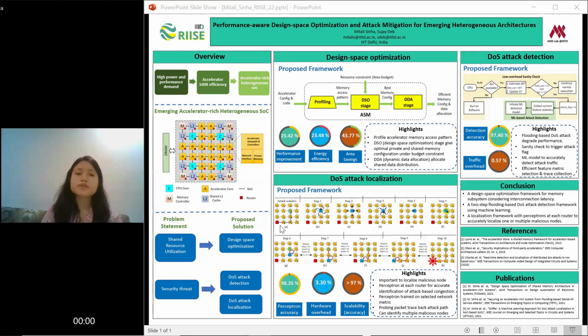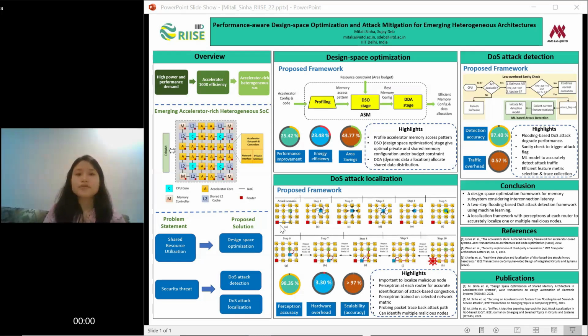Our next solution is the DOS attack localization framework. Once an attack is detected within the system, it is very important to find the attacker node or the malicious node within the system and then take appropriate actions against it. So our DOS attack localization framework targets to localize the malicious IP within the system. Whenever an attack is detected within the system, our localization framework starts working.